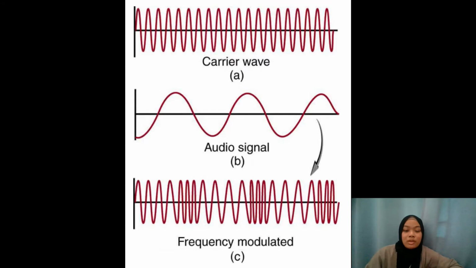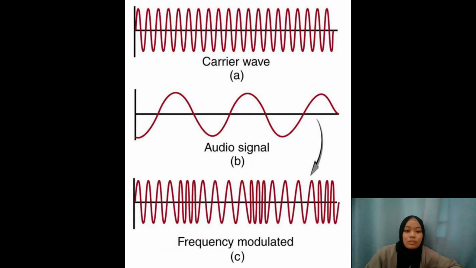Next, I will talk about the waveforms used to obtain the frequency modulated signal. At the top waveform, we have the carrier wave, which is higher in frequency than the audio signal, which is in the second waveform. The carrier and audio signal will modulate together and become the frequency modulated signal, which is shown in waveform C.